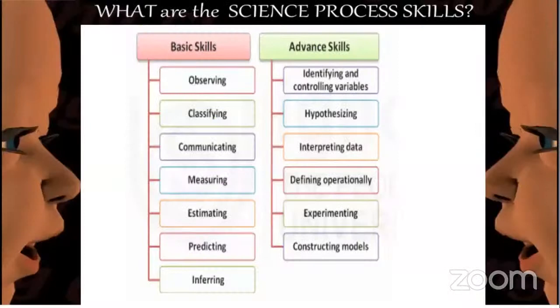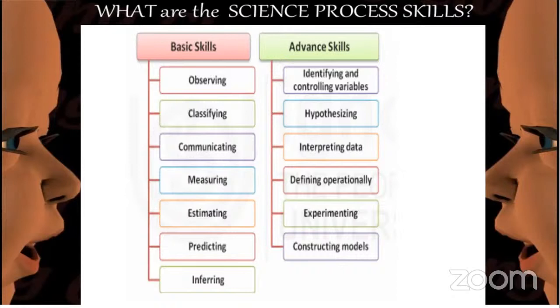So now I am going to give you a very basic idea about the basic skills and the different advanced skills needed for you to flourish as one of the best scientists, or to pursue science in your career. The basic skills include observing, classifying, communicating, measuring, estimating, predicting, and inferring. I am repeating: the basic skills involve observing, classifying, communicating, measuring, estimating, predicting, and inferring.